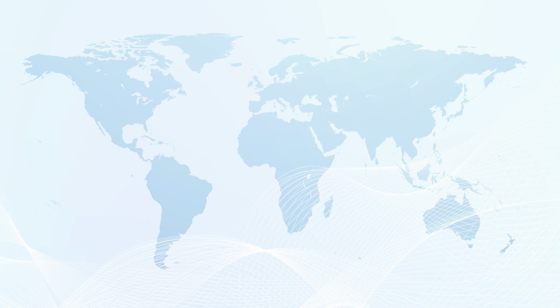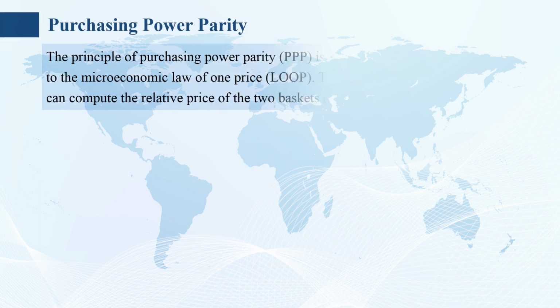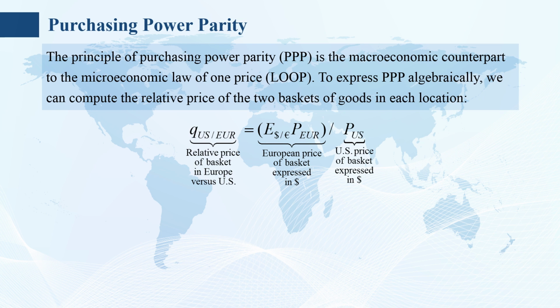The principle of purchasing power parity is the macroeconomic counterpart to the micro law of one price, which we call LOOP. To express PPP algebraically, we can compute the relative price of the two baskets of goods in each location, denoted Q sub US over EUR. Relative price of baskets in Europe versus US is equal to European prices of basket expressed in dollars over US price of basket expressed in dollars.